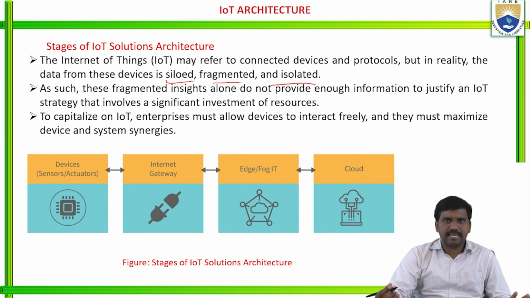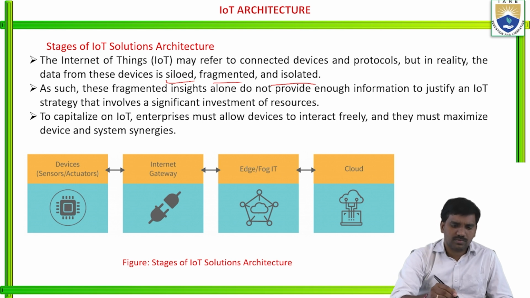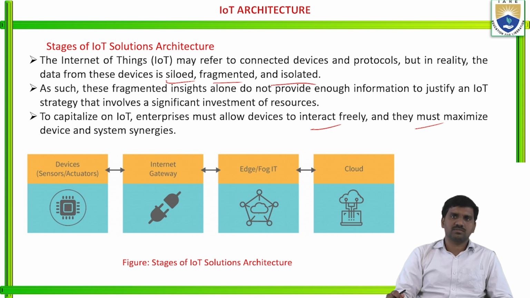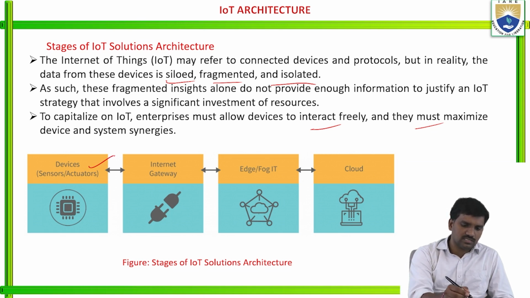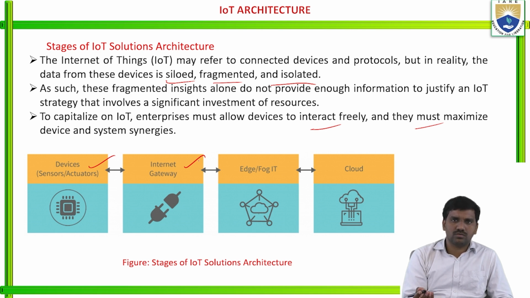Such fragmented insights alone do not provide enough information to justify an IoT strategy that involves a significant investment of resources. To capitalize on IoT, enterprises must also let these devices interact freely. They must maximize device-system synergies. In order to solve the stages of problem solving, here we have devices and internet gateways to develop the communication among all the IoT associated devices. Next, edge or fog, and then the cloud. These are the IoT solutions.